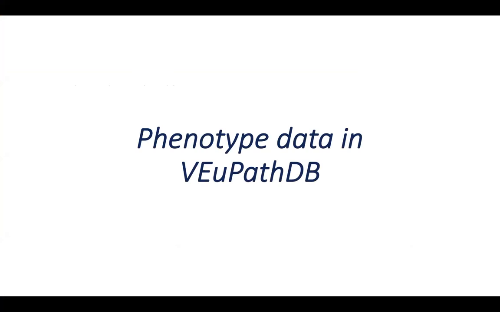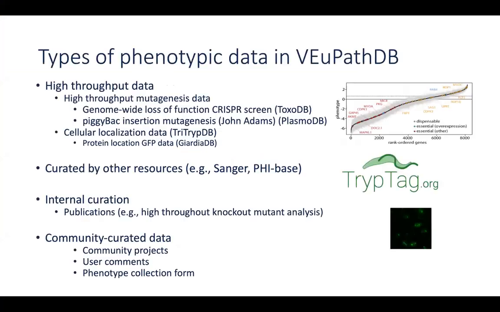We are starting with the phenotype searches, and as you will see through the exercises, VEuPathDB integrates different types of phenotypic data, including data from high throughput studies, whether carried out by entities such as individual labs or more coordinated projects. We also integrate data from other resources that curate this type of phenotypic data. We also perform internal curation of the phenotypes, and we accept and integrate data from the community. Today, you will take a look at the data sets in different resources.